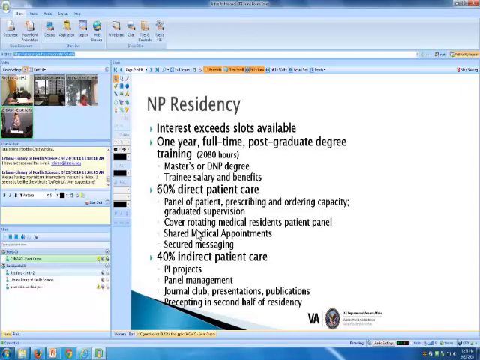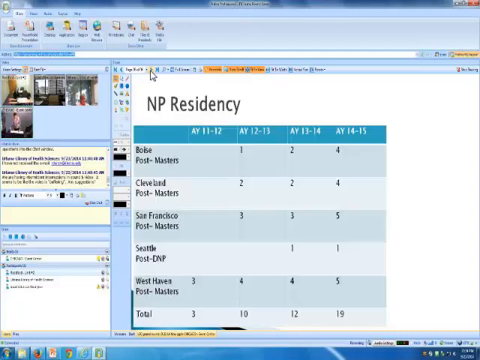And about the other 40% is for indirect. They work on performance improvement projects. They do panel management. Other things they've done are journal club, presentations, publications. We've had lots of publications from our trainees. And then in the second half, the second 6 months, they will work with their mentor in precepting, developing skills. So it's really developing some scholarship and teaching acumen that is the focus for that 40% of indirect time.